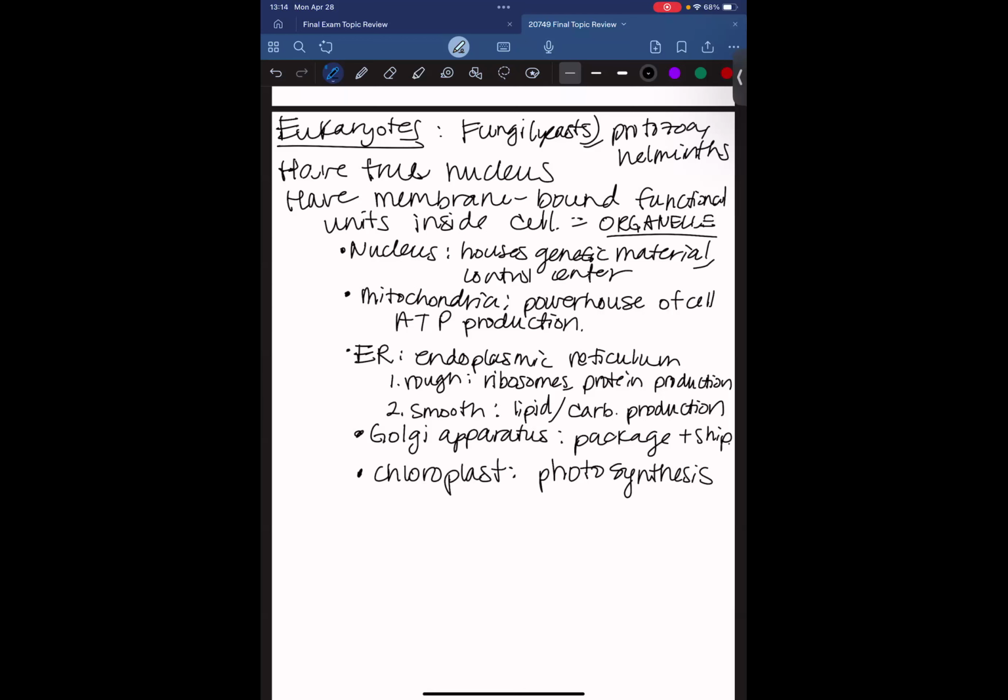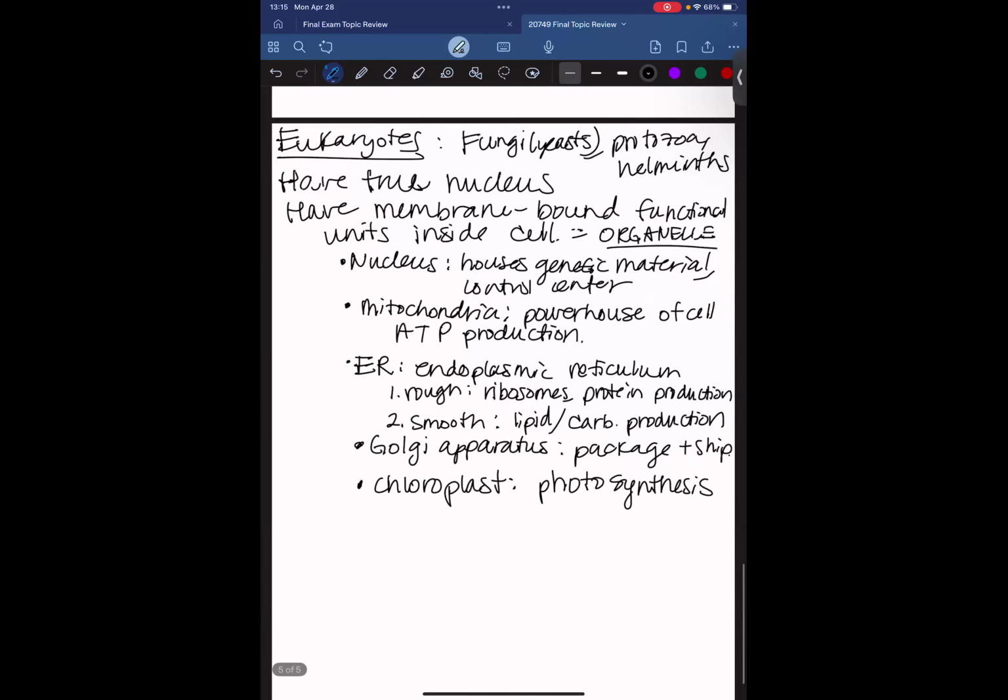What happens in the nucleus? What happens in the mitochondria? What happens in the ER? What happens in the Golgi? What happens in the chloroplast? And what happens in the cytoplasm? Because these eukaryotes also have stuff going on in the cytoplasm as well. So there's a lot more going on with the eukaryotes.